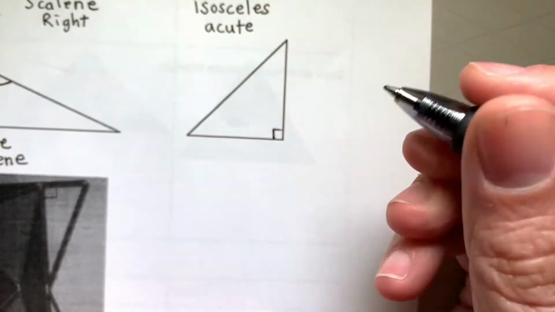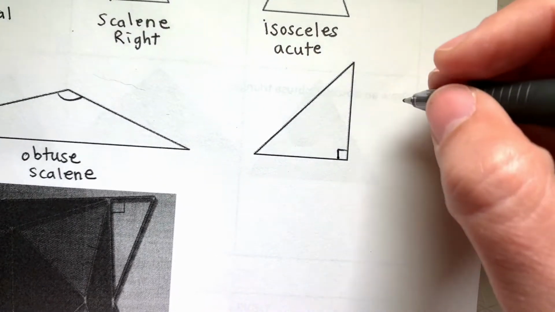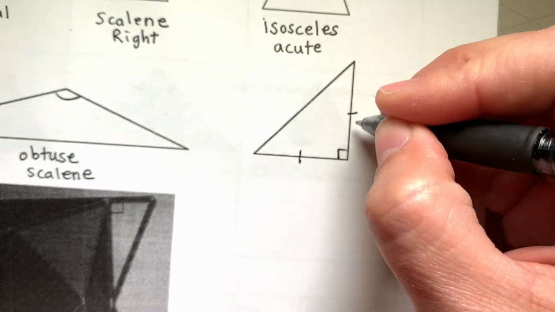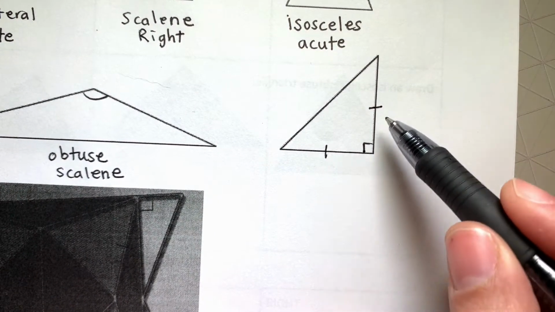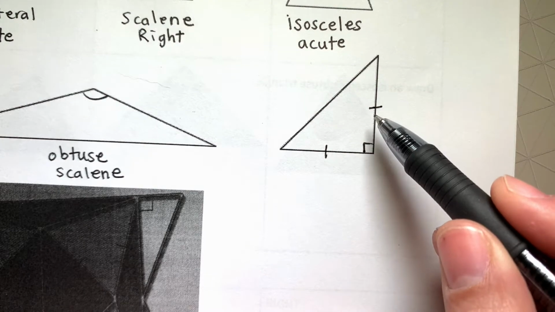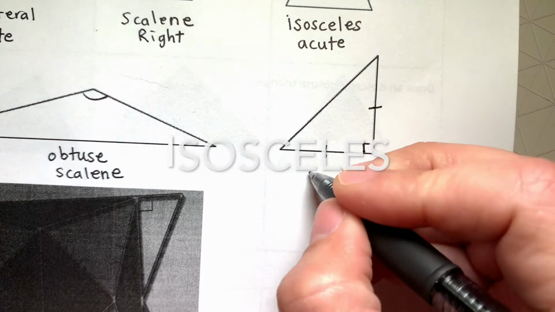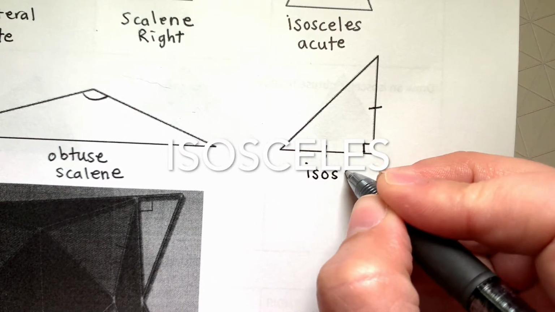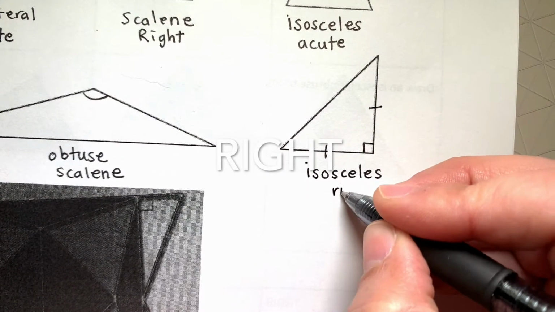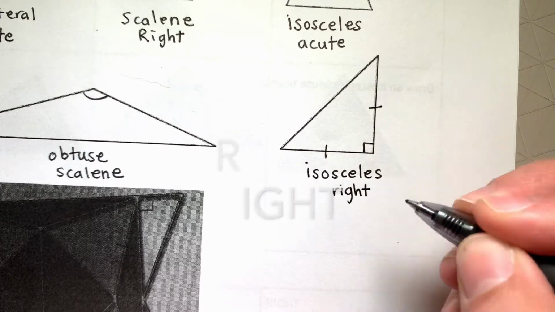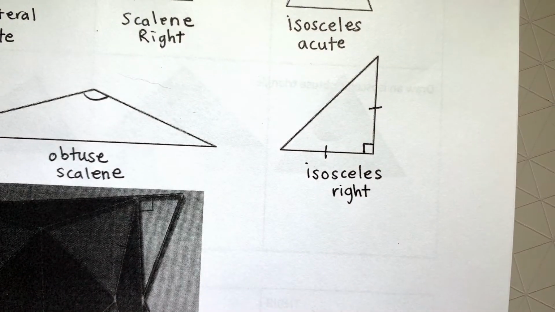All right, let's look at this one right here. All right, let's say that we have a right triangle and you have two tick marks just like this. So if you want to name the triangle by its sides first, these two sides are congruent, which makes it isosceles. And then it has one right angle, so it is an isosceles right triangle or a right isosceles triangle.